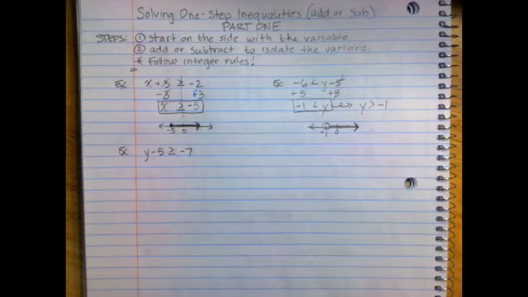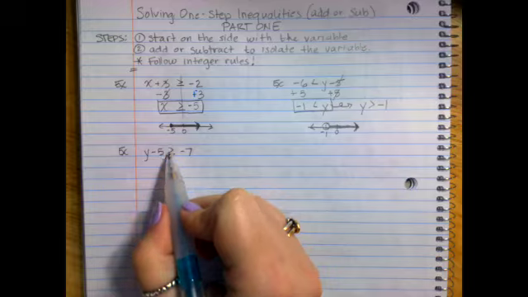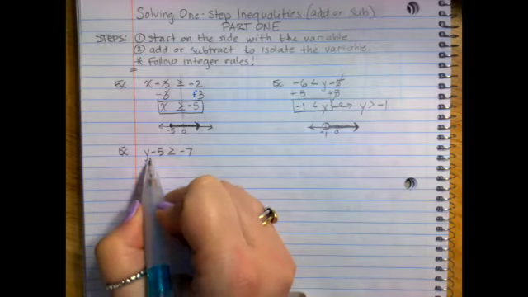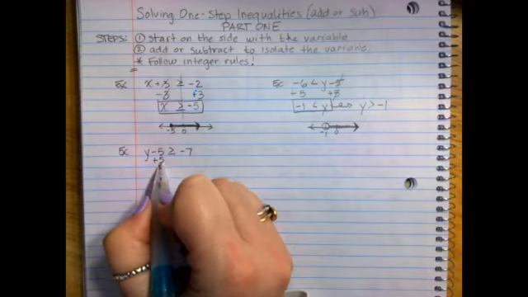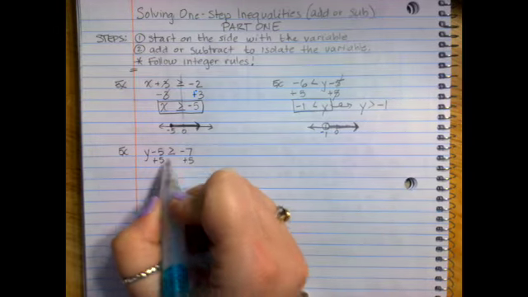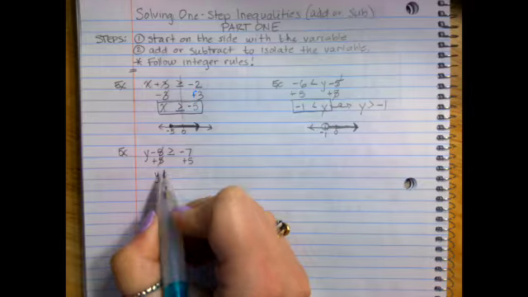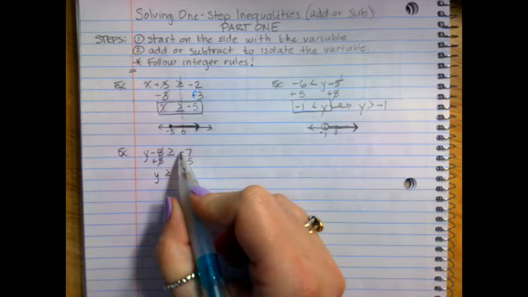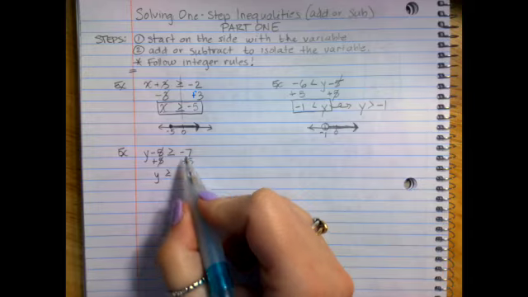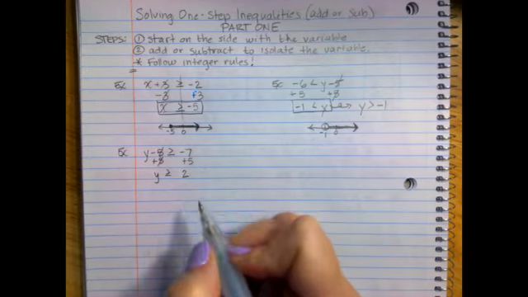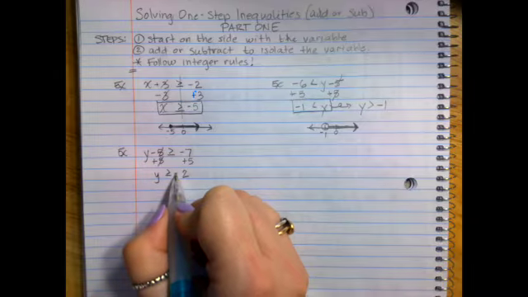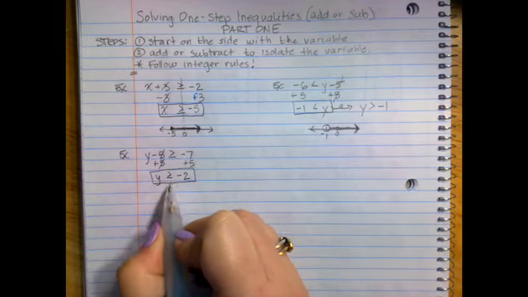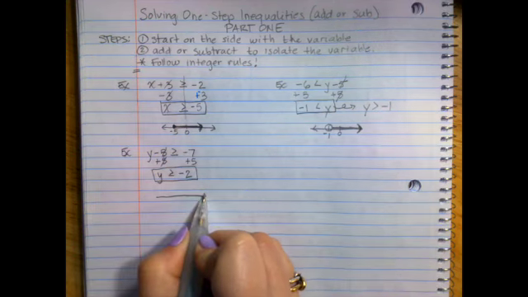Okay, last one. Y minus 5 is greater than or equal to negative 7. So I'm going to add 5 to both sides. I've isolated my y, bring my symbol down. Negative 7 plus 5. Different signs, find the difference. Negative 7 has the larger absolute value, so my answer will remain negative. So y is greater than or equal to negative 2.